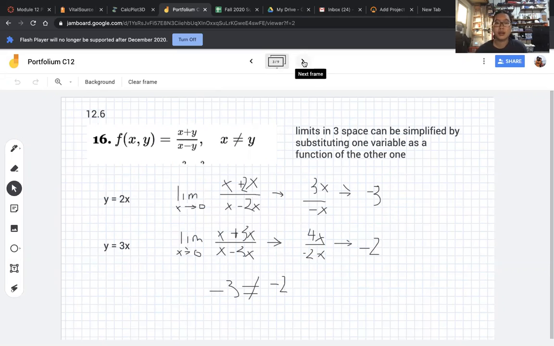Another important thing that we have to know for calculus is limits. In three space, something I thought was pretty interesting is that we can find if a limit exists by simplifying it. In this situation, since we're looking for the limit as x and y approach 0, 0, we can substitute y equals 2x or y equals 3x, because y also approaches 0 as x approaches 0. Then we solve for the limits, and if they match, the limit exists. But in this case they don't match, so we know that the limit doesn't exist as x and y approach 0, 0.